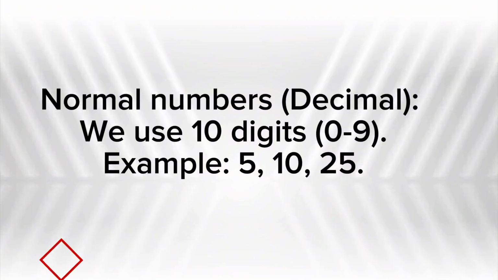Normal numbers are classified as decimal numbers. These numbers use 10 digits, 0 to 9. These 10 digits can make up numbers like 5, 10, 25, 30, 40, 45, 100, and so on. This is the everyday numbering system we are using.